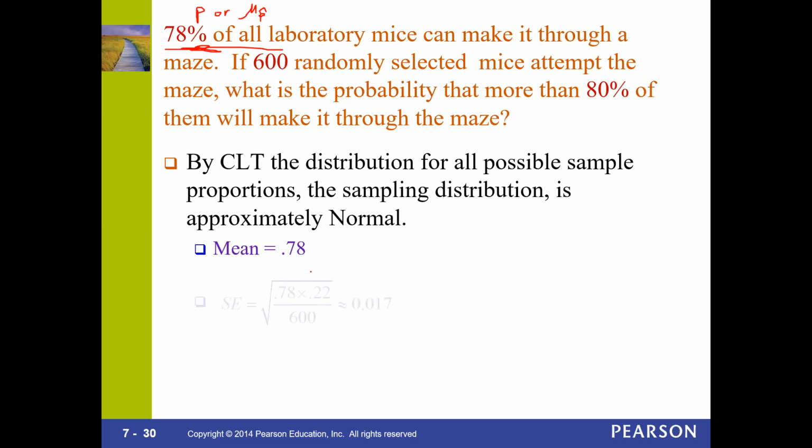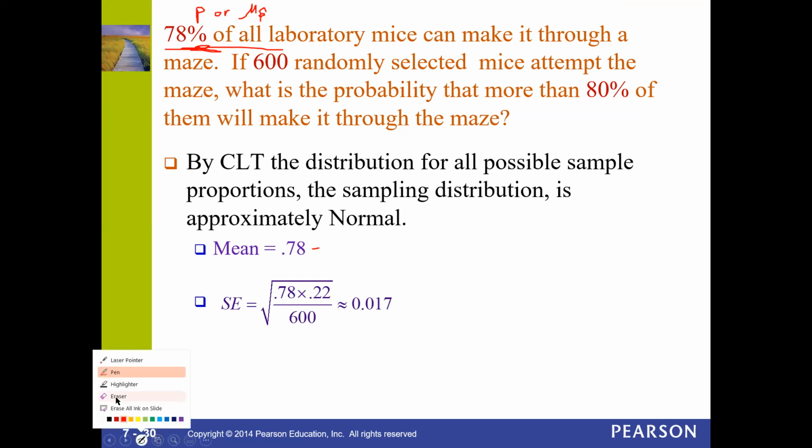Okay, and then the standard error. Just like we said, the formula for the standard error. Again, the mean is what you call mu P hat, because it's talking about a proportion. And the standard error will be sigma P hat.